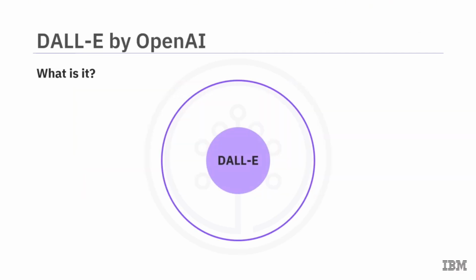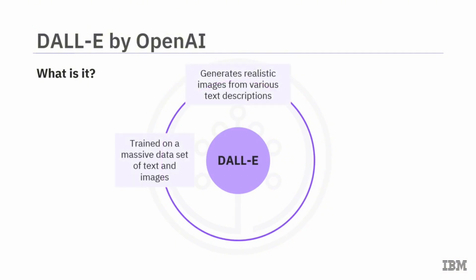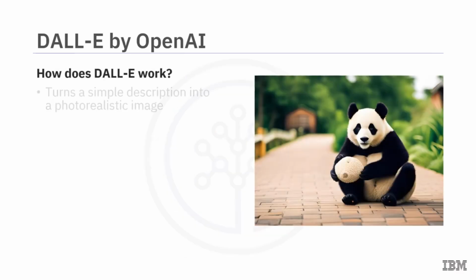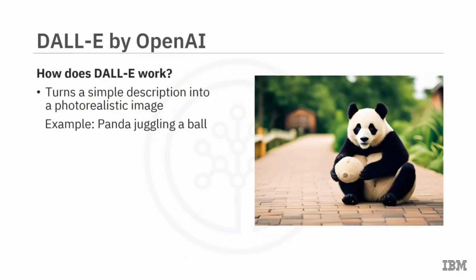DALL-E is a text-to-image generation model developed by OpenAI. DALL-E is trained on a massive dataset of text and images and can be used to generate realistic images from various text descriptions. It also incorporates an evaluation mechanism to determine whether the final picture is accurate. To achieve this, DALL-E uses a combination of its core elements: natural language processing, also known as NLP, machine learning, and computer vision. For example, it can take a simple description, like a panda juggling a ball, and turn it into a photorealistic image that hasn't been created before.